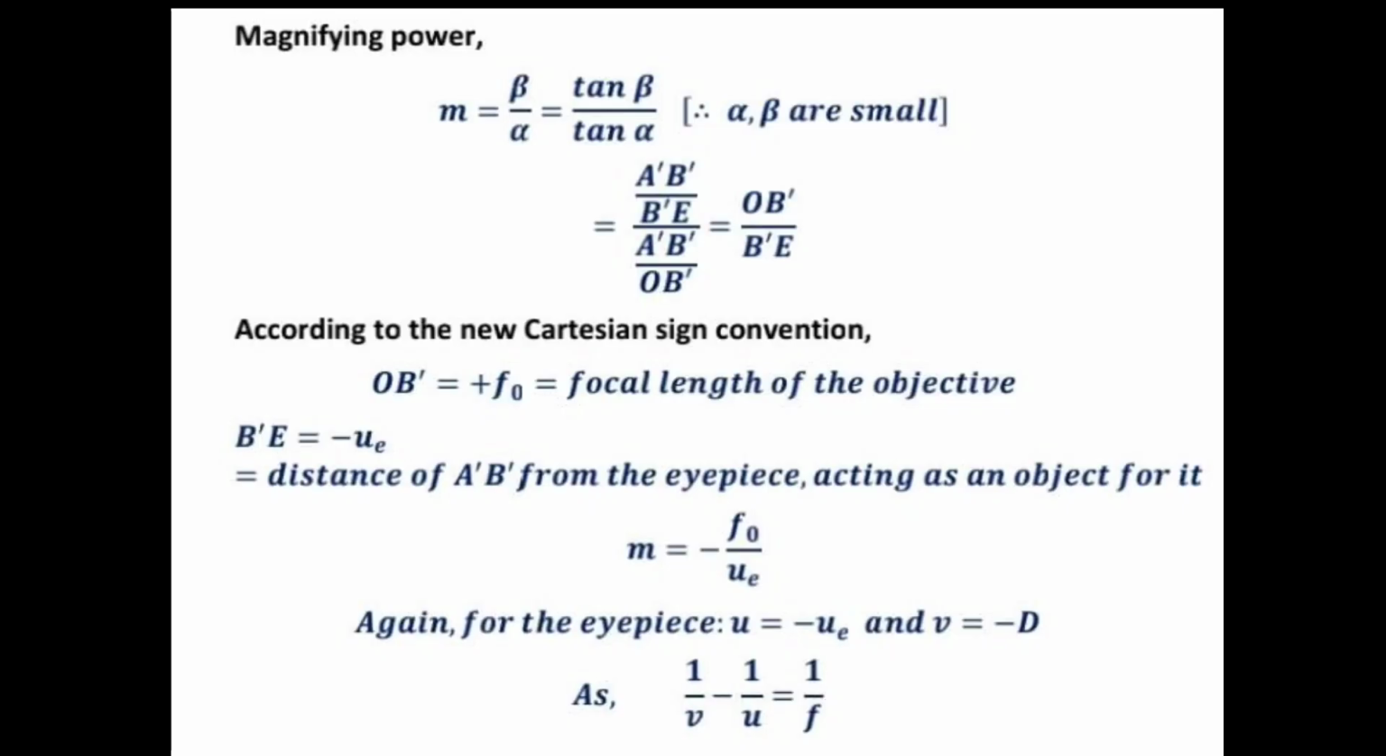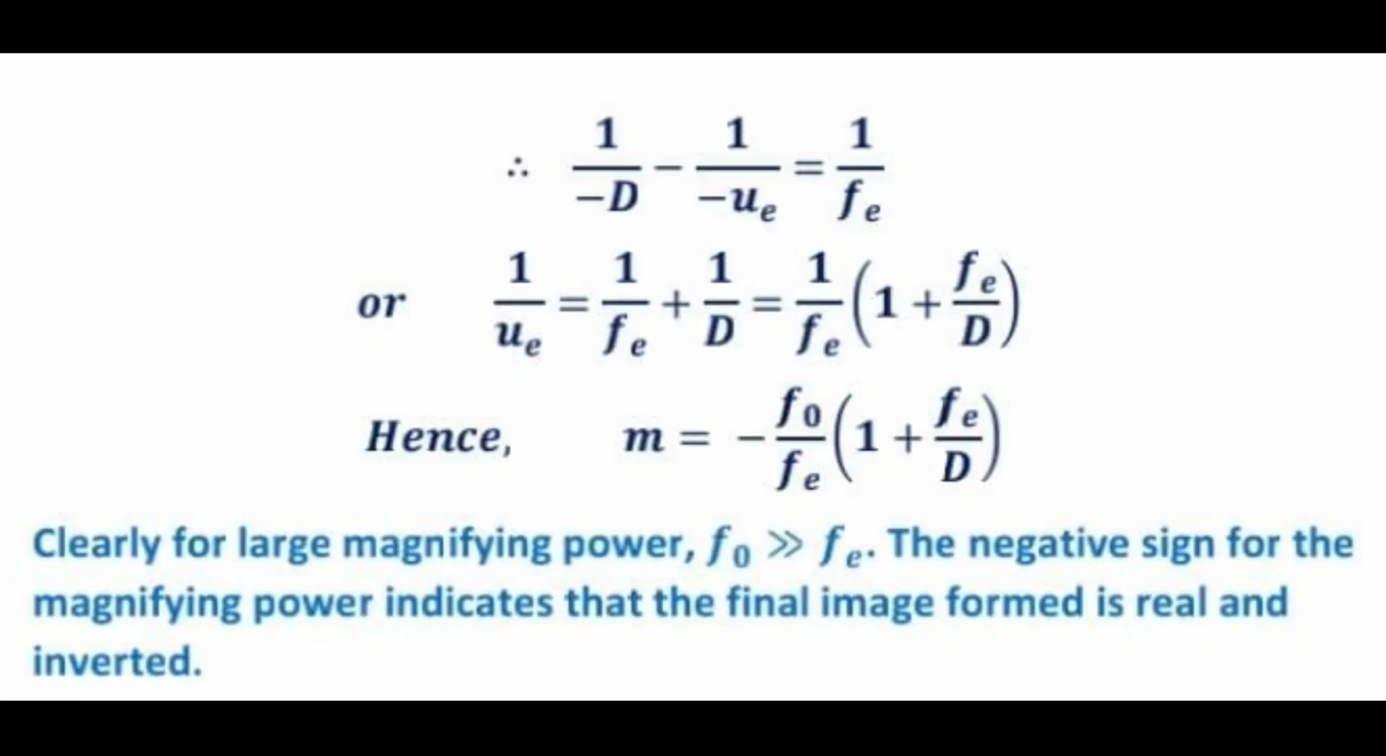Again for the eyepiece, if you observe the diagram, u is equal to minus u_e and v is equal to minus D, because the final image is forming at the least distance of distinct vision. But take care of the Cartesian sign conventions and introduce the negative signs. Then we use the formula 1 by v minus 1 by u is equal to 1 by f and put the values in this formula. Firstly we put the values of u and v. Then we do the respective calculation and create a formula for 1 upon u_e. Then we take 1 upon f_e as common and create a new formula for 1 upon u_e.